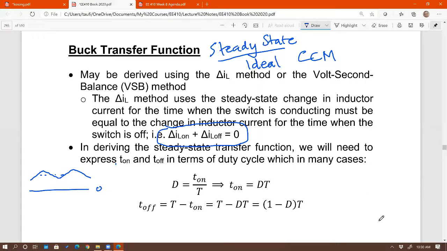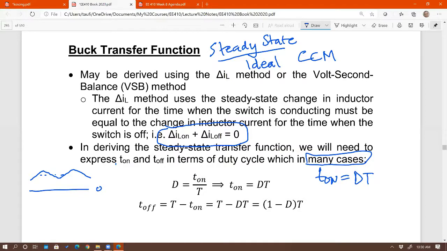Okay, and then another thing is that in deriving the steady state transfer function, we will need to express T on and T off in terms of the duty cycle. In many cases, including the converters that we'll discuss in this class, with the exception of only one converter, which is the push-pull, T on is always dT.